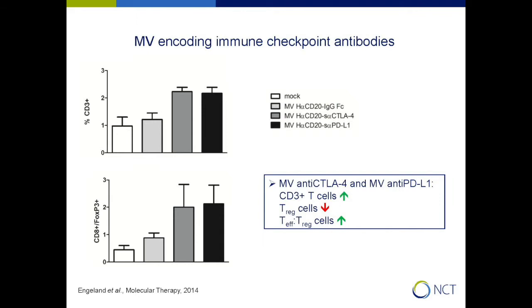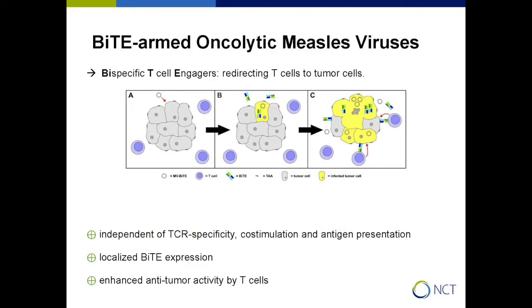But what about tumors that lack sufficient T cell infiltration? For this, we have generated measles virus encoding T cell engagers. These are antibodies which consist of two single chain domains. One targets CD3 on T cells and the other a tumor-specific surface antigen. So this can really directly recruit T cells to tumor cells.